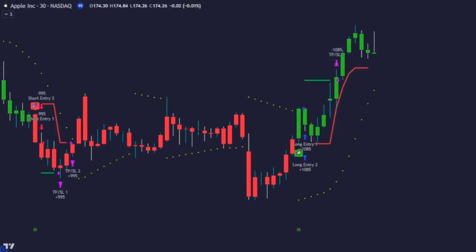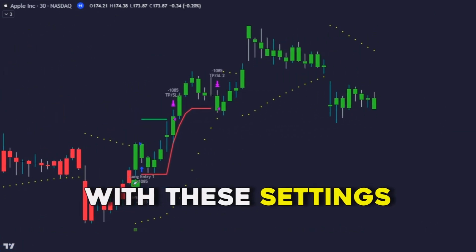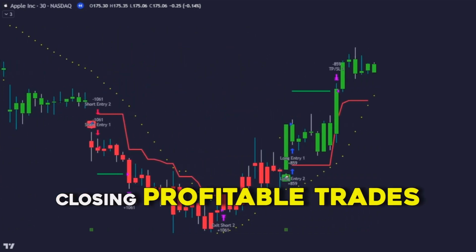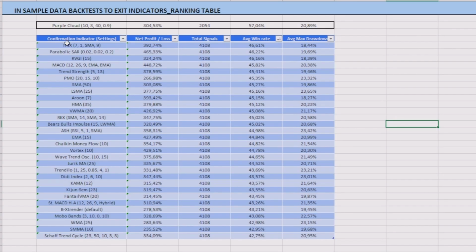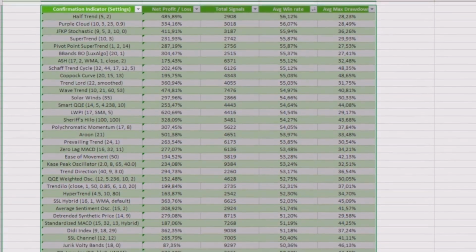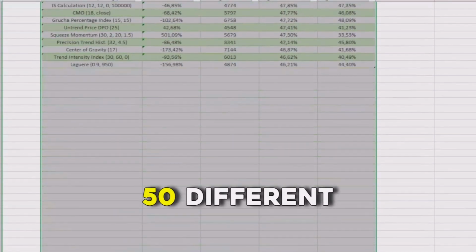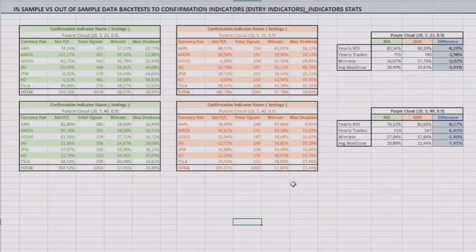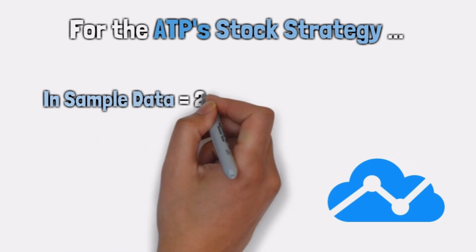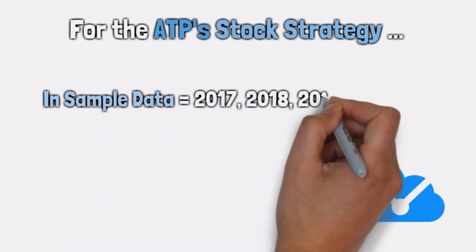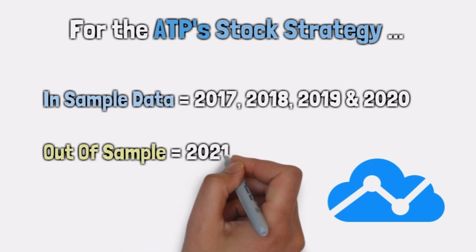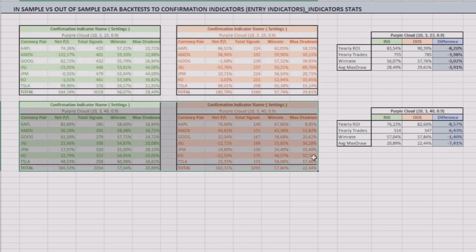As we discovered in the last episode, this exit indicator with these settings is very accurate in closing losing trades earlier and also in closing profitable trades at the best possible time. And it was the best one after testing 30 different exit indicators. The purple cloud was also the best indicator after testing 50 different entry trigger indicators, using two large sets of data samples: in-sample data with the years from 2017 to 2020 for the first backtests, and out-of-sample data with the years from 2021 to 2022, to confirm the efficiency of the results.